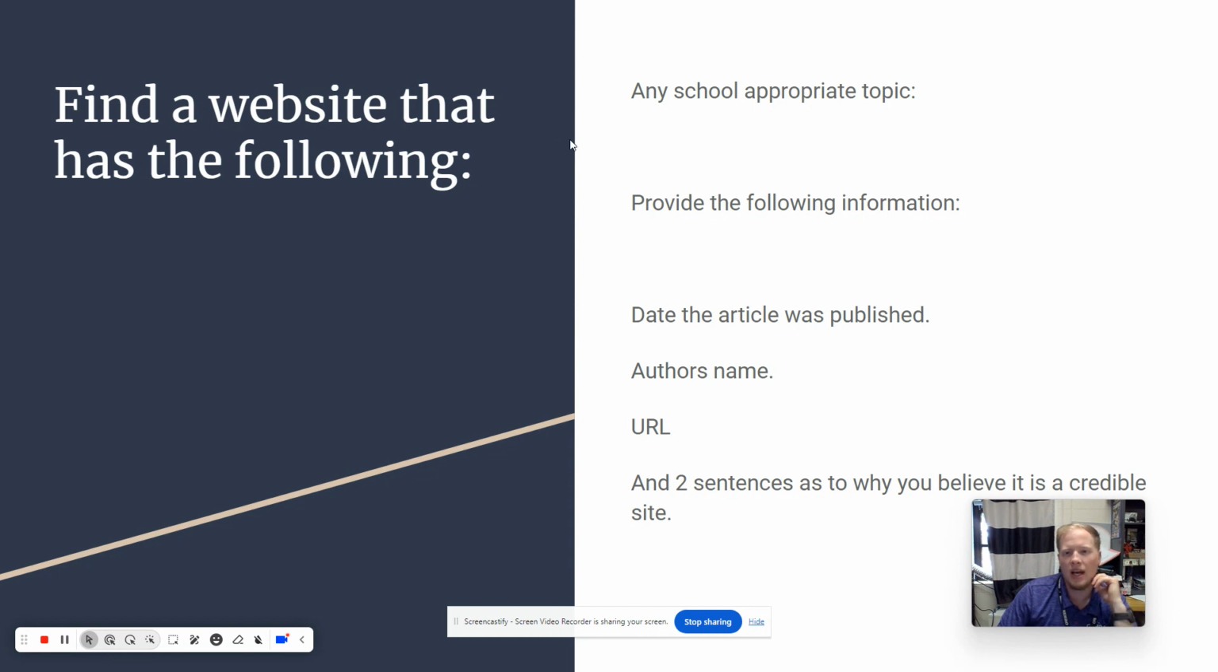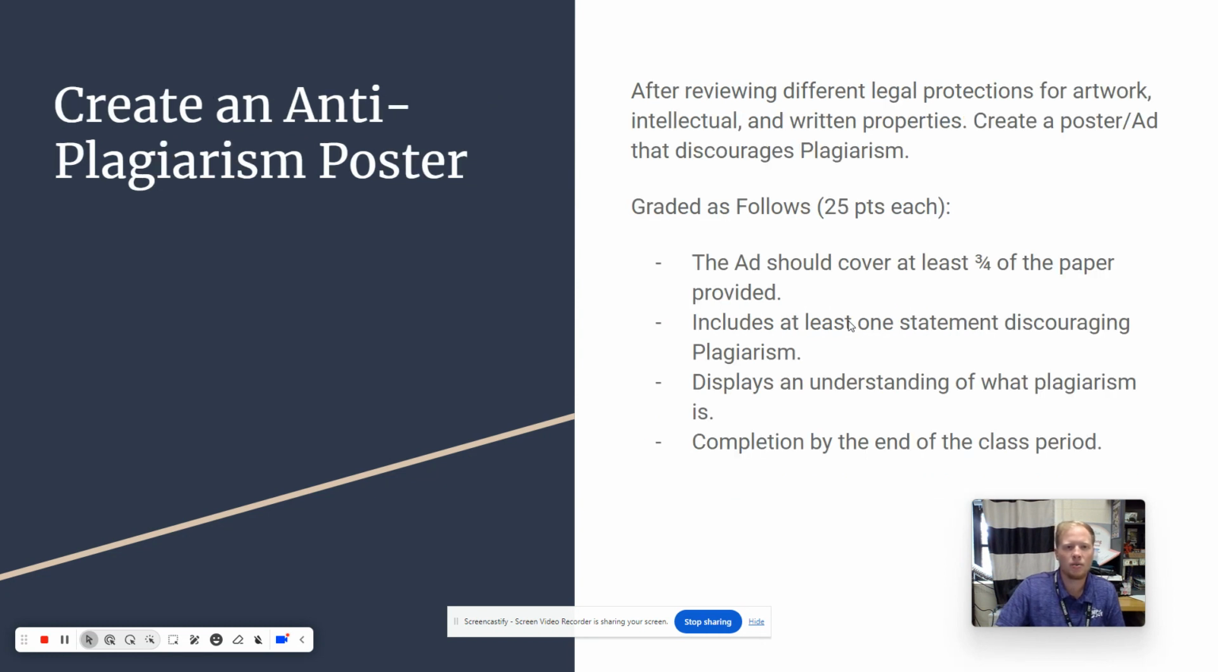Now, find a website that has the following. You guys are going to take your time. You're going to find a credible website, okay, on any school appropriate topic, and I want you to answer those questions, right? When was the article published? Who's the author, URL, and why you believe it is a credible site.